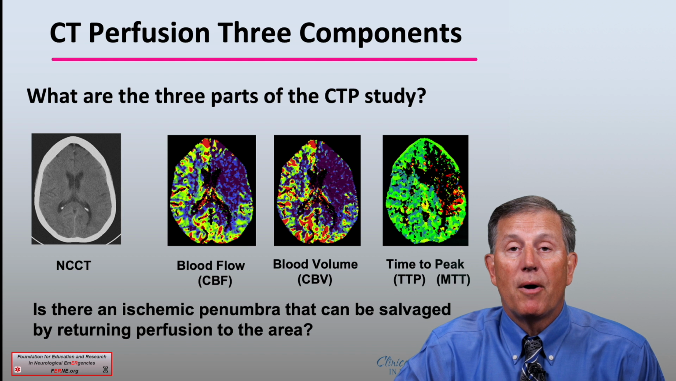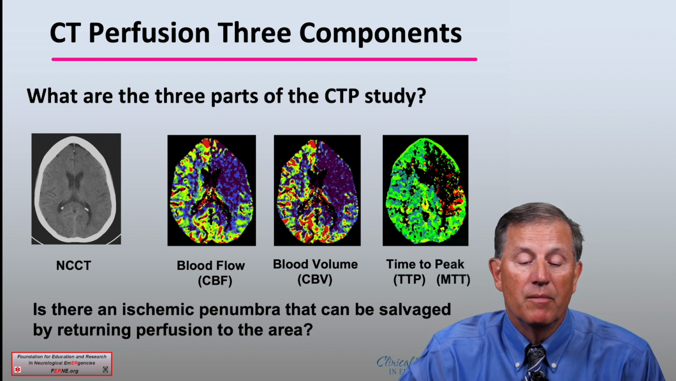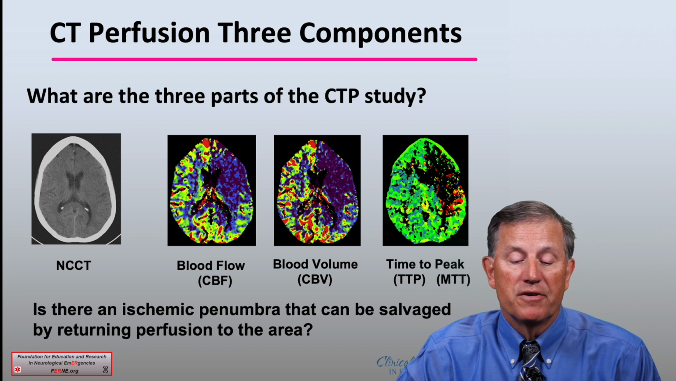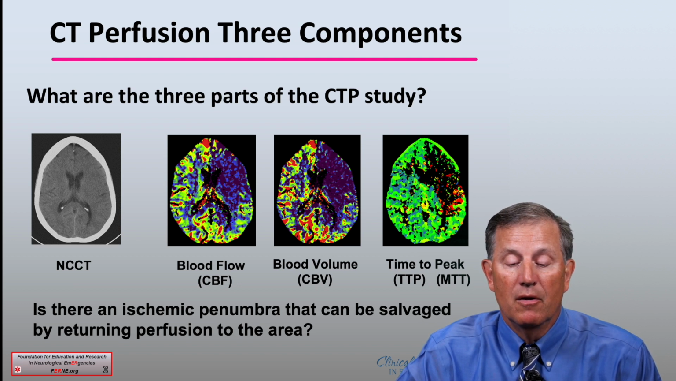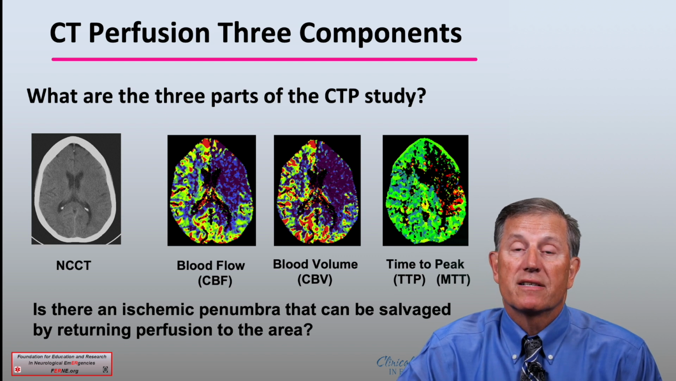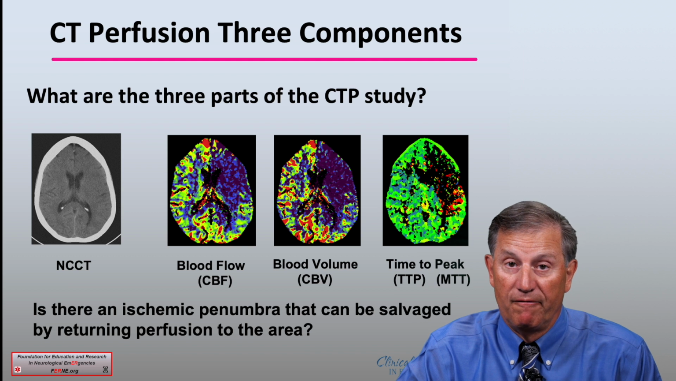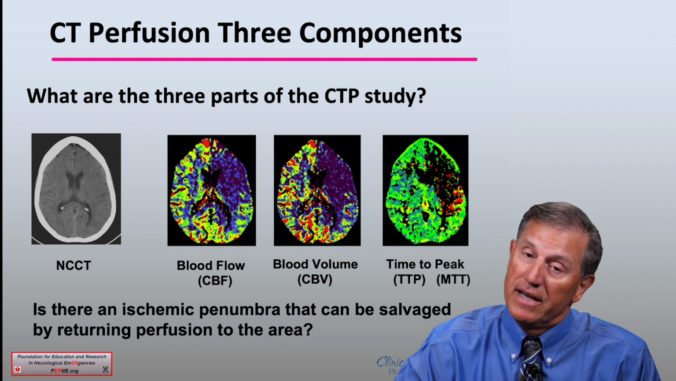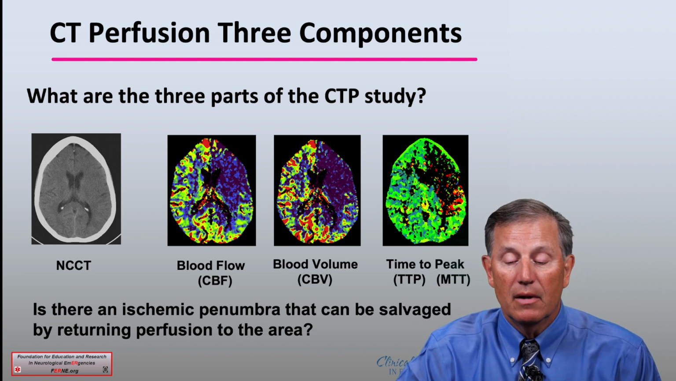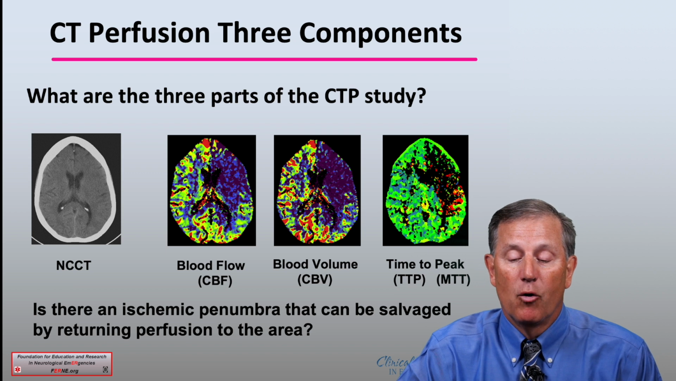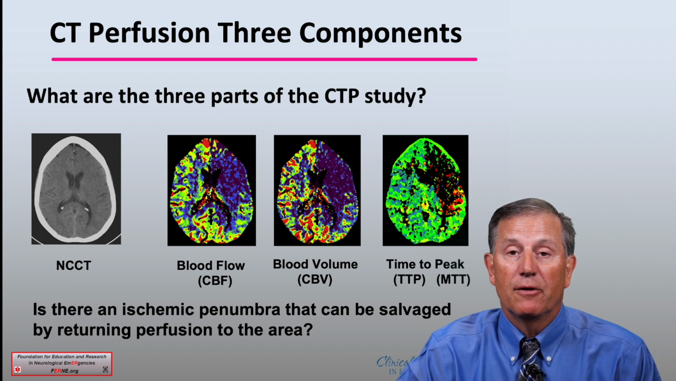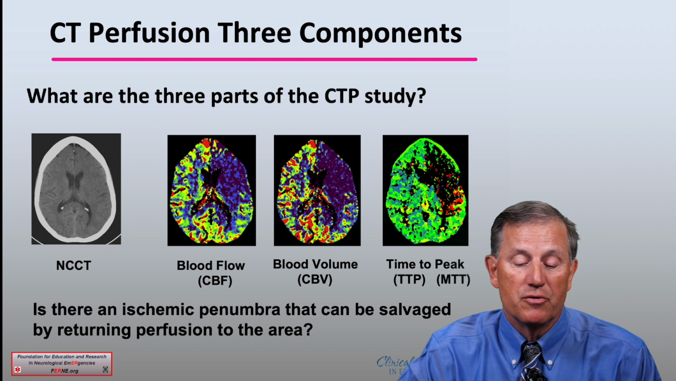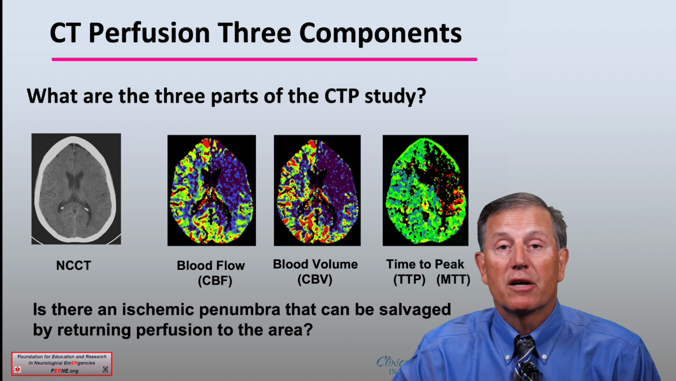So what are the 3 parts of the CTP study? You see on the left there's a non-contrast study. Then there are studies that include cerebral blood flow, CBF, cerebral blood volume, CBV, and then characteristics that talk about the rate at which blood flows through this area, both a time to peak and a mean transit time for this blood and contrast to move through the at-risk tissues. What's the purpose of these 3 components?